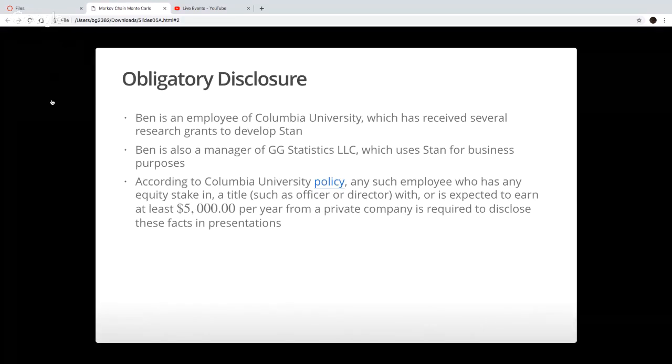So, Markov chain Monte Carlo, but before we talk about that, I have to mention that I have the appearance of a conflict of interest, due to working at Columbia, getting grants to develop Stan, and using Stan to try to make extra money, and you should be aware of that according to Columbia University policy.